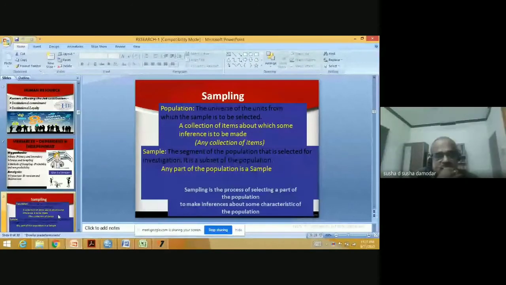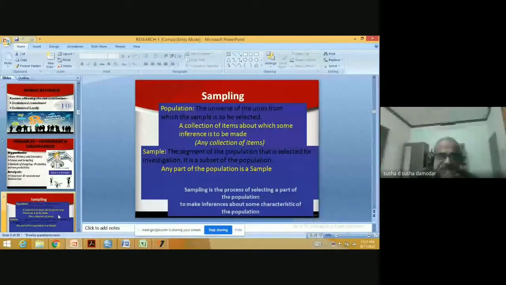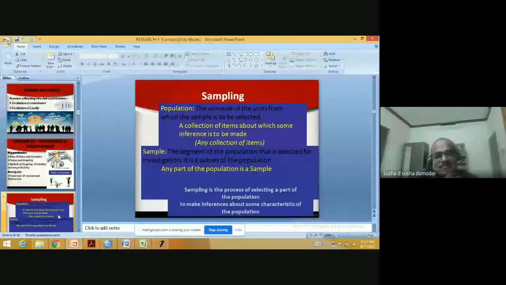Okay. So I have already mentioned the application of statistical methods starts from the point where we prepare the sampling design. From the design of the sampling onwards, definitely the researcher has to apply a statistical method. So we start again from sampling. Sampling is the process of the selection of sample respondents from the population. And here population means the universe of the units from which the sample is to be selected.